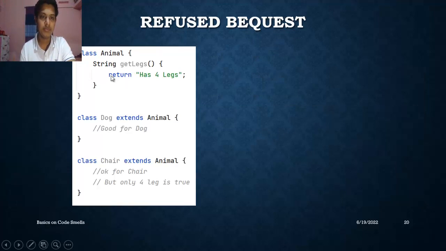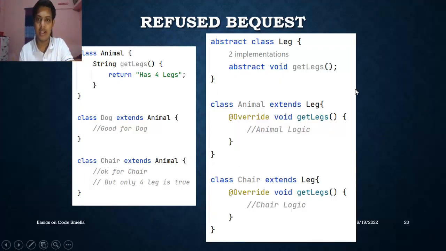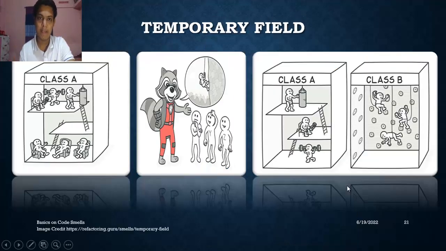For example, if dog extends the animal class, the getLegs method which returns 4 legs is good for the dog. It is okay for the chair too, but only the 4 legs is okay and the other things are not okay for the chair. So we can give a solution: we can create a class called leg, and it will be implemented differently according to the animal logic and the chair logic by the animal and chair classes.